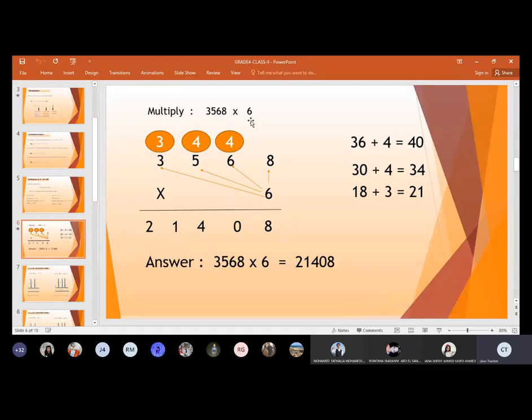3568 multiplied by 6. So first you write that number according to that place value. That means 1, 10, 100 and 1000. Okay? And the number is multiplied by 6. Yes? Okay. First you take that number.